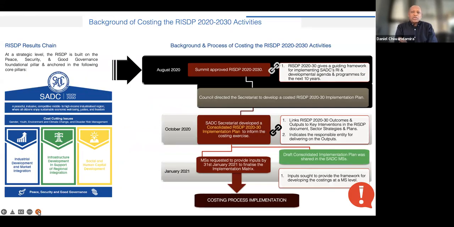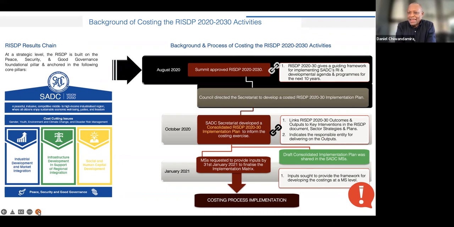So the background to the costing of the RISDP 2020-2030 is that it obviously builds on the RISDP results chain, which has already been provided during the presentation by Dennis, where he took you through the architecture of the RISDP itself, and I won't go through that. But just to say that in August 2020, the summit approved the strategy, and Council then directed the Secretariat to develop a costed implementation plan. Then the Secretariat went ahead to develop the implementation plan, which would inform the costing exercise.